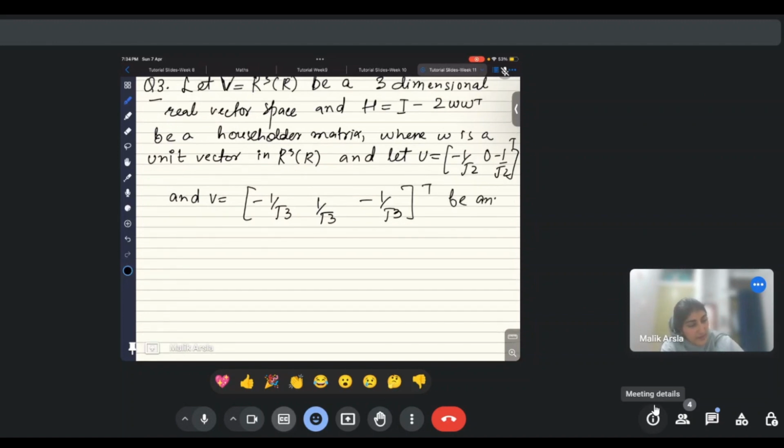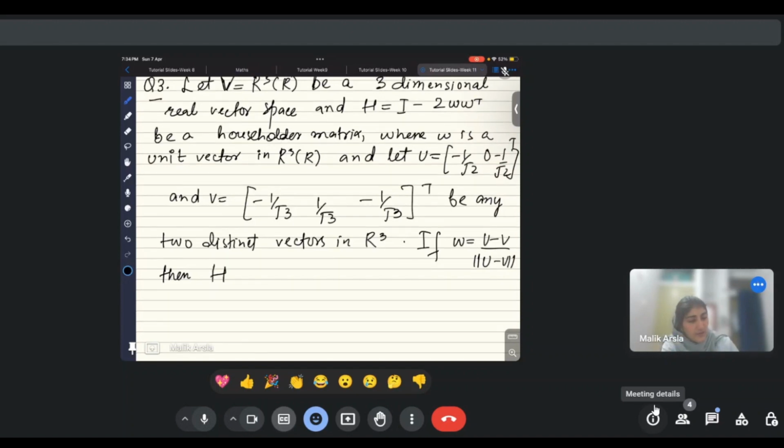Be any two distinct vectors in R³. If W = (U − V)/‖U − V‖, then... Basically, it is a multiple choice question, but then I will ask you simply to find UH. What will be the value of UH?